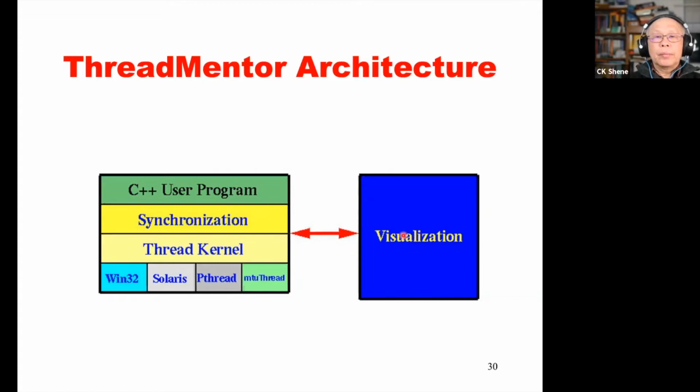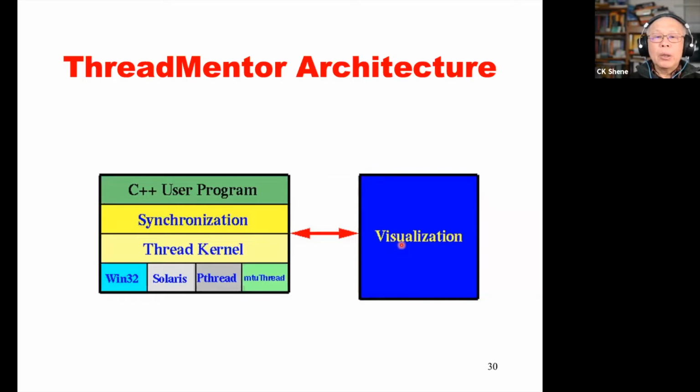So here, as I said, we only take care of any activity related to synchronization and any activity related to thread management. Any activity that happens in here or here will be informed or sent to the visualization system. The visualization system gets the message from either the synchronization or the thread kernel. The visualization system will show the corresponding activity on screen in a visual way.